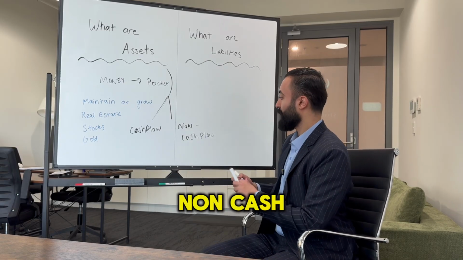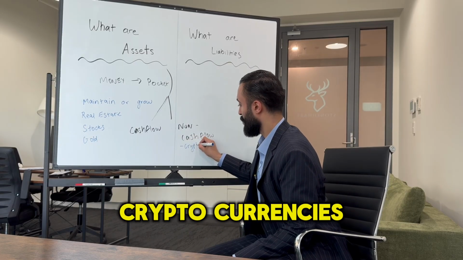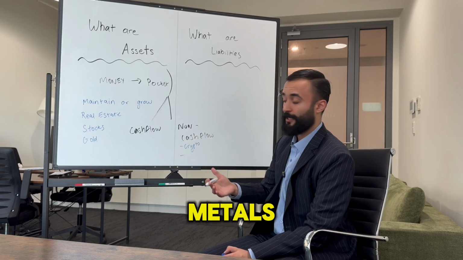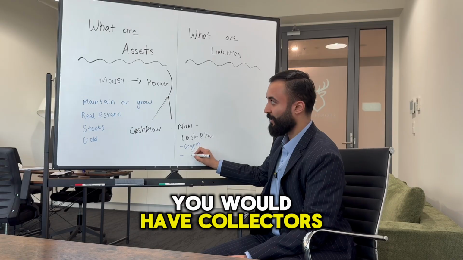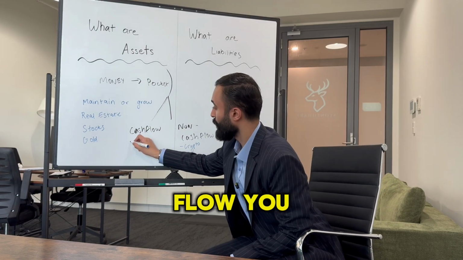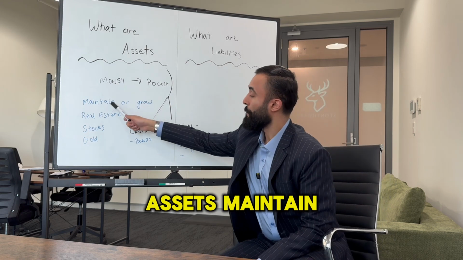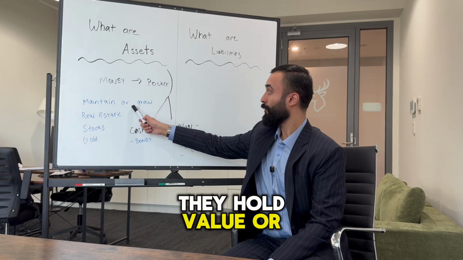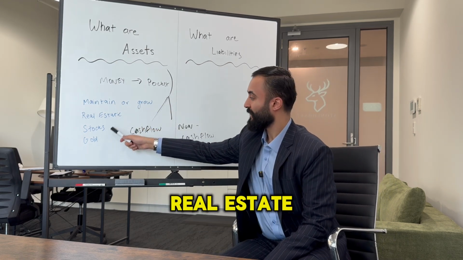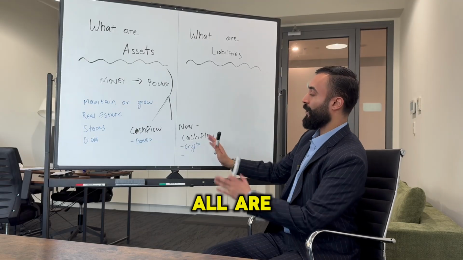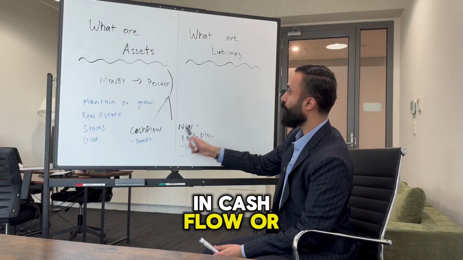Some other examples of non-cash flow would be cryptocurrencies, precious metals, and collector's items. And in cash flow, you would also have things such as bonds. Good rule of thumb, assets maintain value, they hold value, or they grow over time. Real estate, stocks, gold, bonds, crypto, all are assets, and they can be separated into cash flow or non-cash flow.